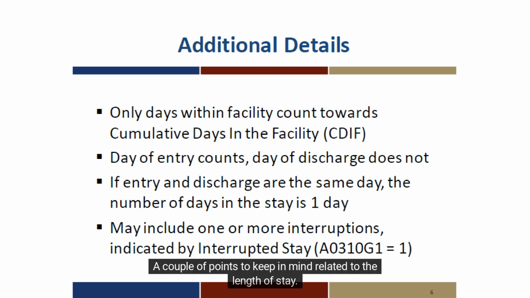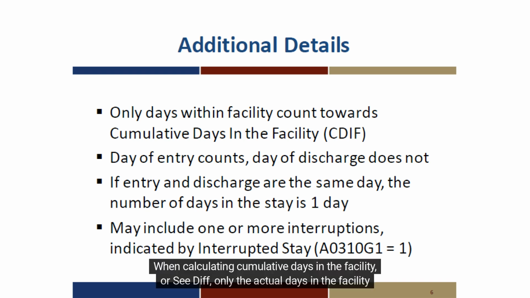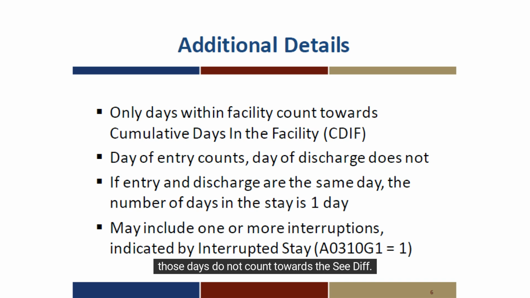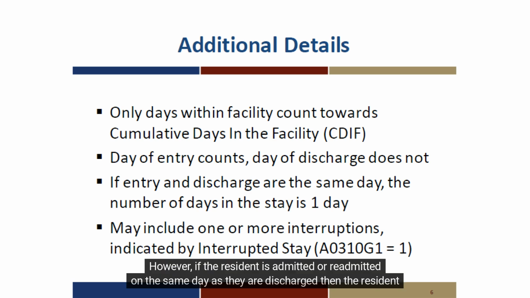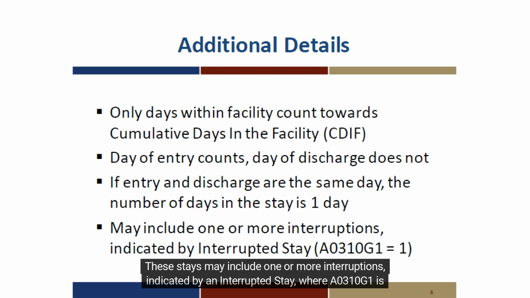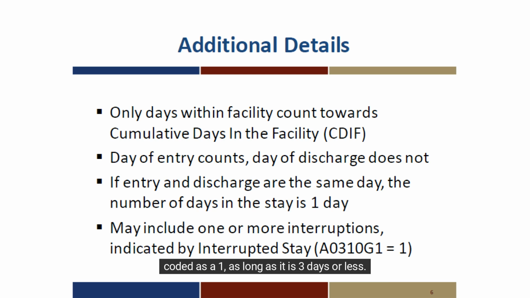A couple of points to keep in mind related to the length of stay. When calculating cumulative days in the facility, or CDIF, only the actual days in the facility count towards the CDIF, meaning that if a resident is out of the facility for a short holiday or is hospitalized, those days do not count towards the CDIF. Also, the day of entry counts, but the day of discharge does not. However, if the resident is admitted or readmitted on the same day as they are discharged, then the resident is considered as having a 1-day stay. These stays may include one or more interruptions, indicated by an interrupted stay, where A0310G1 is coded as a 1 as long as it is 3 days or less.